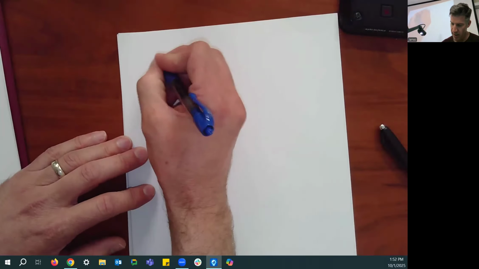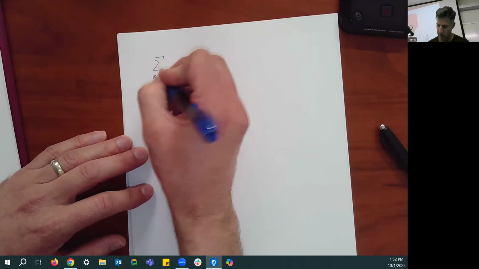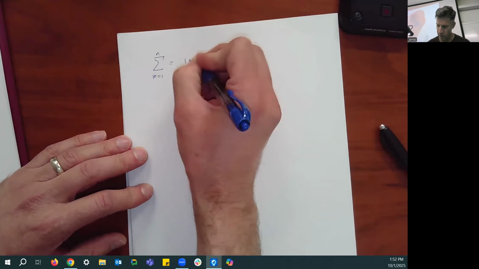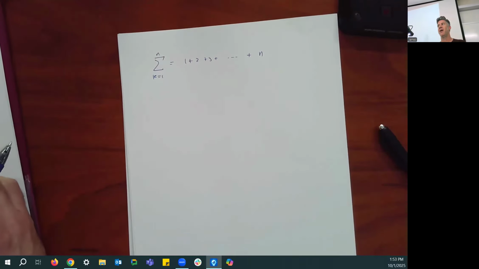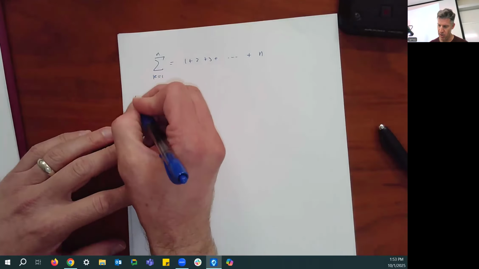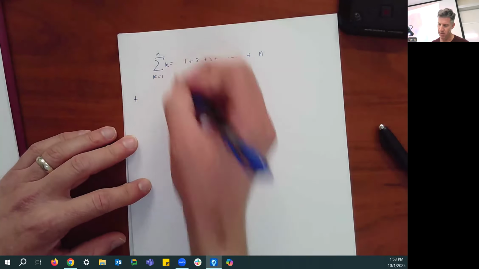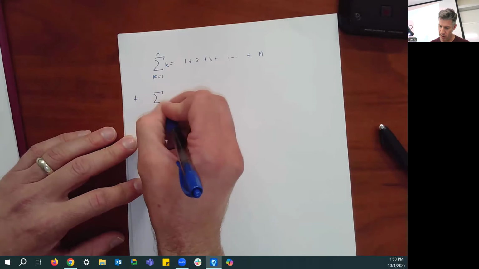So how do we know that this thing, the sum from k equals 1 to n, which is 1 plus 2 plus 3 plus all the way to n, how am I going to get that formula? Well, here's what we're going to do. We're going to add it again. So we're going to add this summation. Sorry about that. We're going to add the summation to itself.